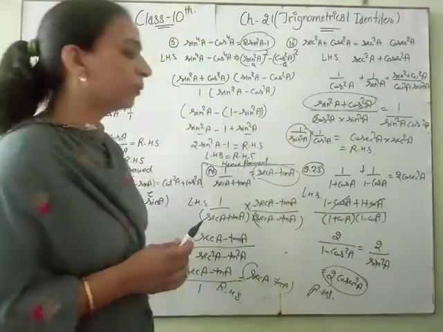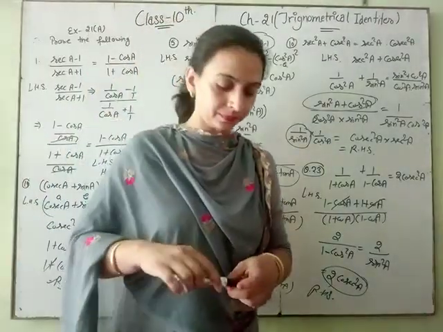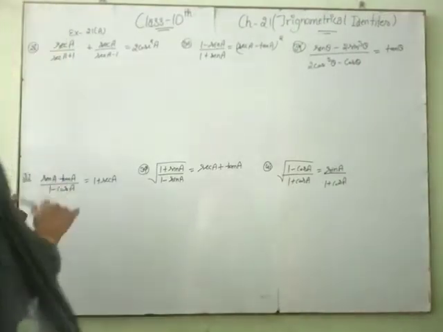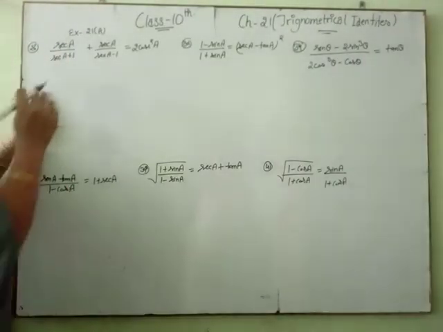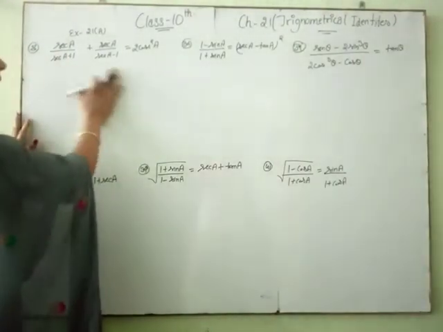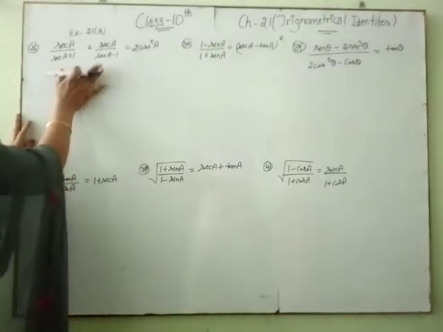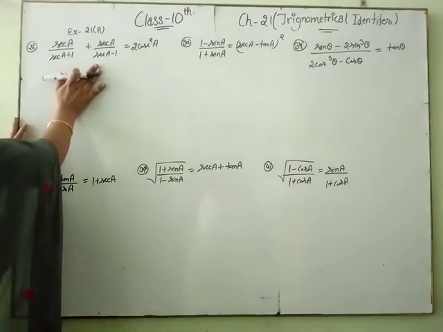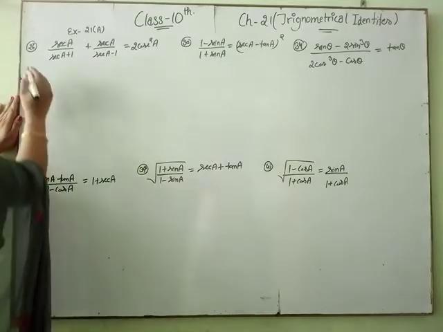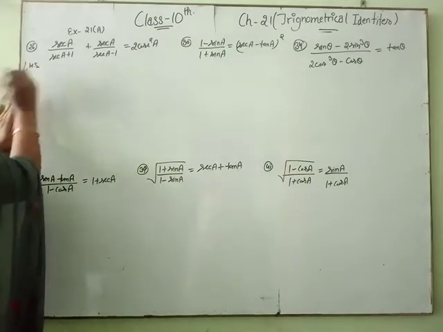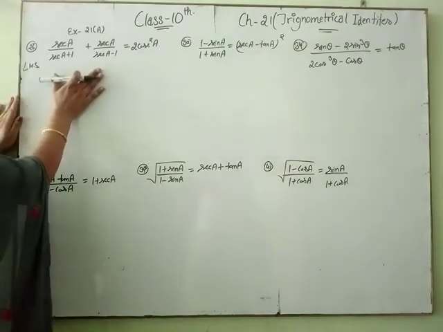So move to the next question. Next question, question number 26. First is left hand side equal to right hand side. We have to prove this. So left hand side is complicated. So first I will take left hand side. Okay, I take this side.